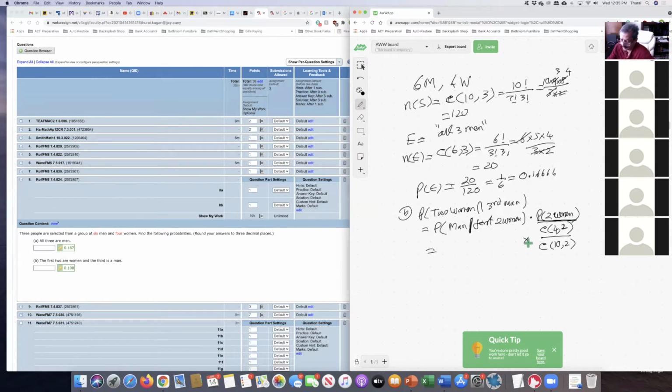And this part is, given first 2 are women, what is the probability that the third one is a man? So first 2 are women means 2 women have been selected already. So you're now selecting 1 person from the remaining ones. And the remaining ones are 6 men and 2 women, 8 people altogether. So C8, 1. You're selecting 1. C8, 1 in the denominator.